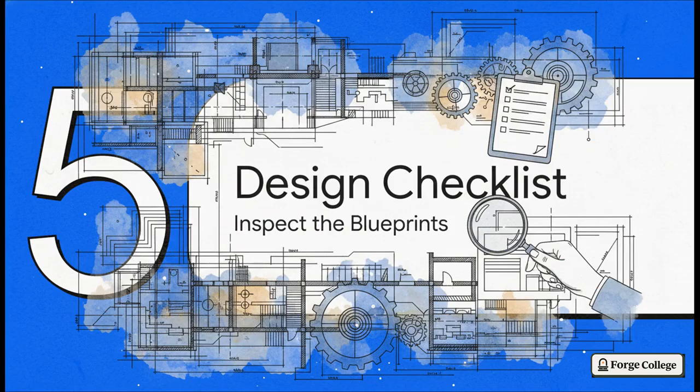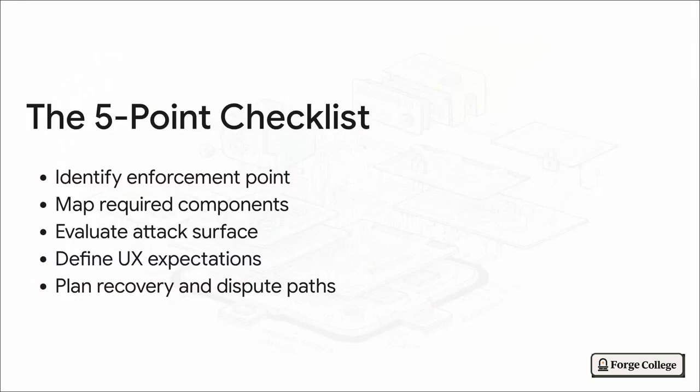Finally, part 5. Let's run through the Master Smart Wallet Design Checklist. You really need to run through this 5-point punch list whenever you add a feature. First, identify exactly where it's enforced. Is it on or off-chain? Second, map the required components to our 3 layers: identity, policy, or transport.